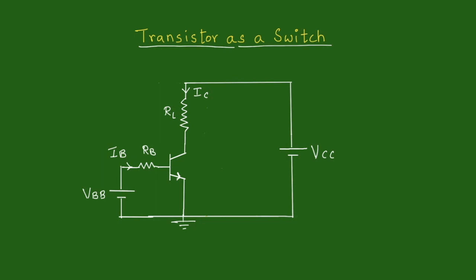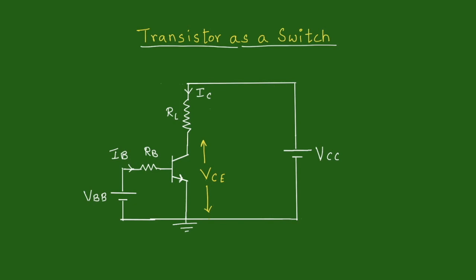So here is the circuit of a transistor which can be used as a switch. To bias this transistor, we have used two power supplies. One is VCC, which is supplying collector current IC, and another is VPB, which is supplying base current IB.